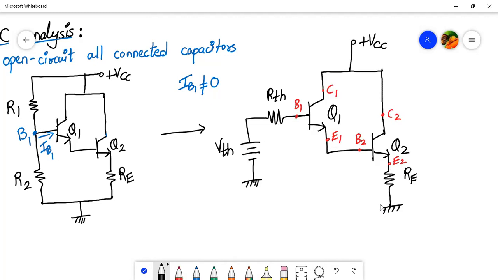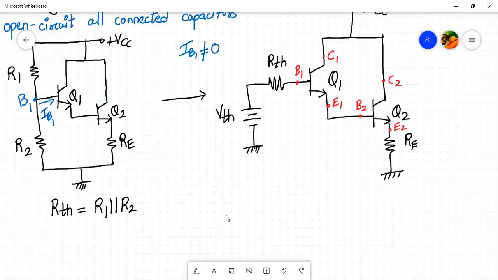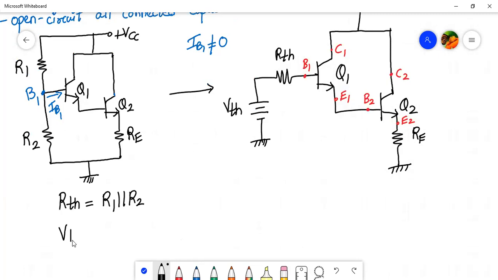Okay, so we have to analyze this network. First of all, what is RTH and VTH? So RTH will be R1 parallel to R2. You can check it out later. And what will be the VTH value? VTH value will be similar to what we have done earlier. It will be R2 divided by R1 plus R2 into VCC. So that is the Thevenin's equivalent voltage and Thevenin's equivalent resistance.